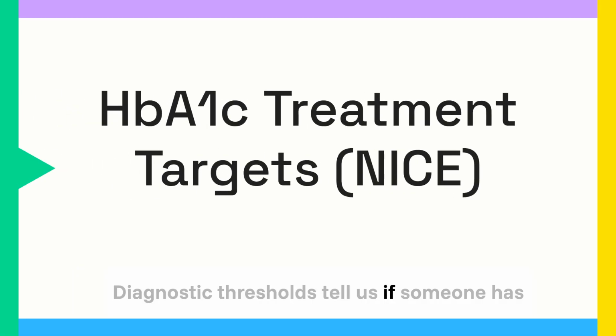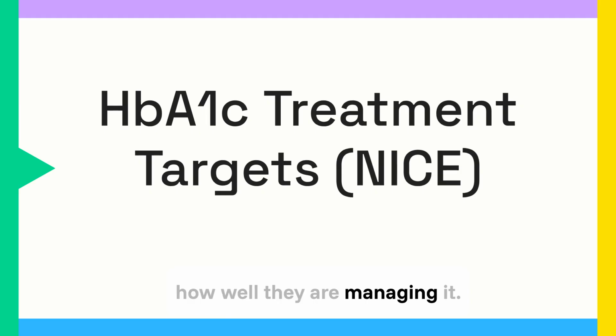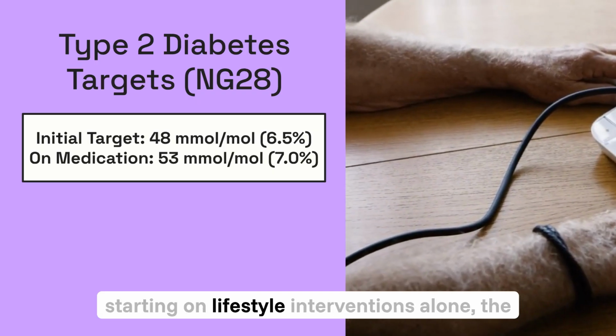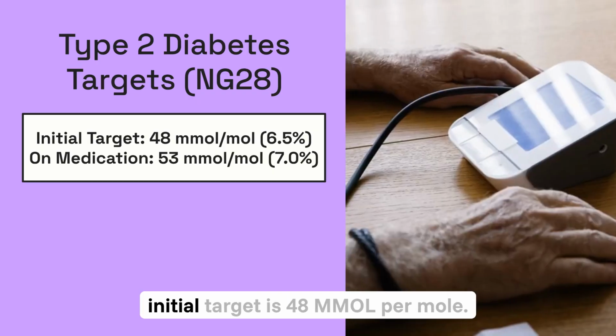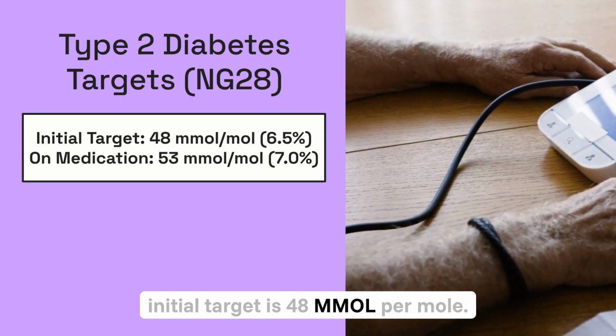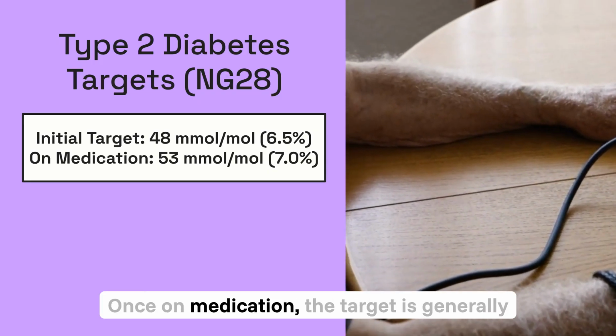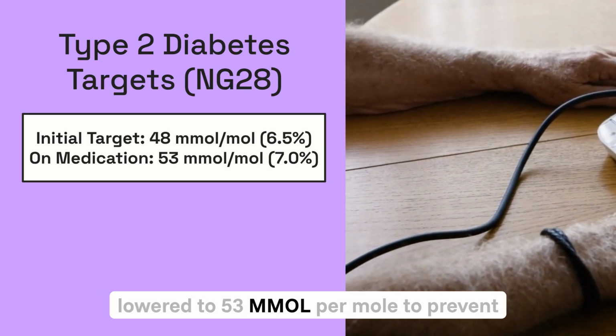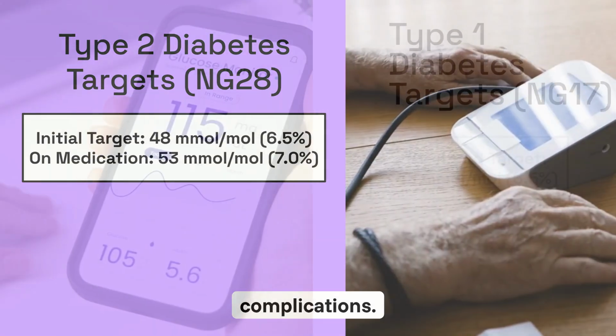Diagnostic thresholds tell us if someone has diabetes, but treatment targets guide us on how well they are managing it. For most people with type 2 diabetes starting on lifestyle interventions alone, the initial target is 48 mmol per mole. Once on medication, the target is generally lowered to 53 mmol per mole to prevent complications.